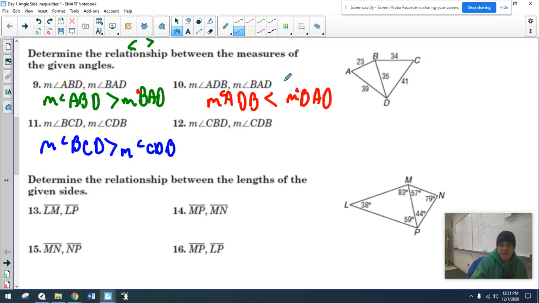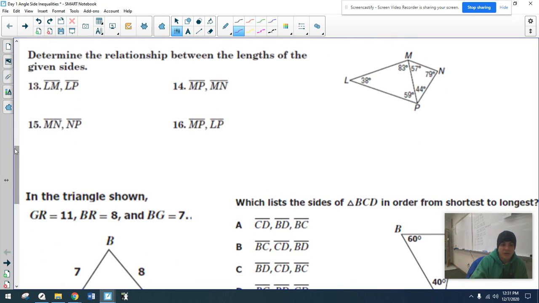And number 12, I've got CBD. So CBD is right here compared to CDB, which is right there. Okay. So the first angle is across from 41. The second angle is across from 34. So the purple one will be bigger. So my purple angle, CBD, is greater than the red angle. Same thing here. They just want to know which is bigger.